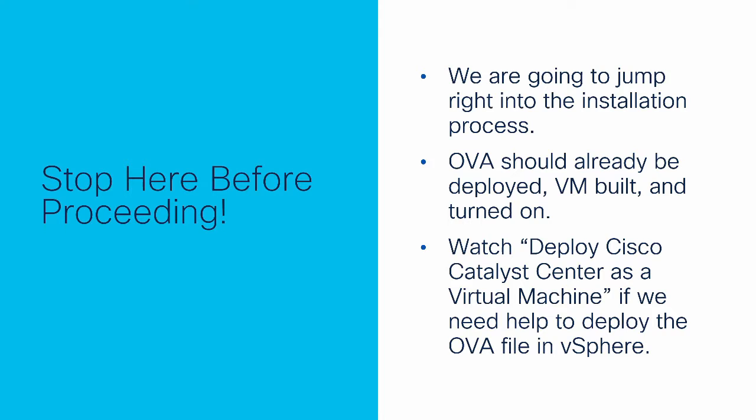If we haven't deployed the OVA file on vSphere, proceed to do that first before continuing to watch this video. If we don't know how to deploy the OVA file on vSphere, watch the video called Deploy Cisco Catalyst Center as a Virtual Machine and then continue watching this video.